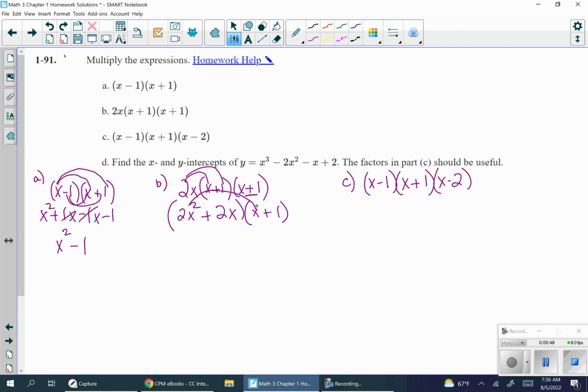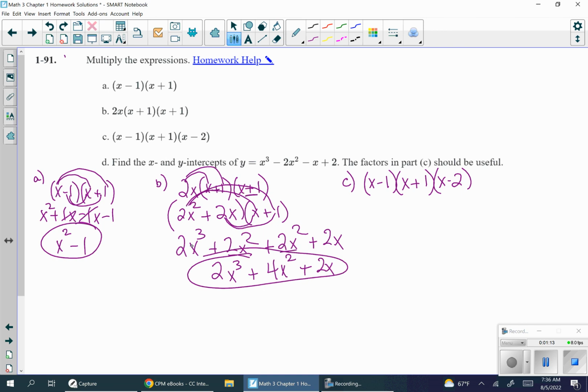So 2x squared times x is 2x cubed. 2x squared times 1 is plus 2x squared. Now this guy, 2x times x is 2x squared, and 2x times 1 is plus 2x. And then we do have to combine like terms, so we get 2x cubed plus 4x squared plus 2x. There we go. All right, so we have our two solutions here.